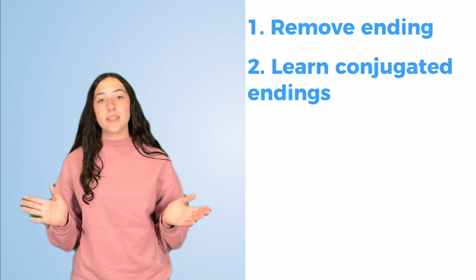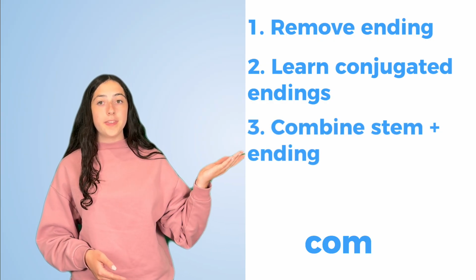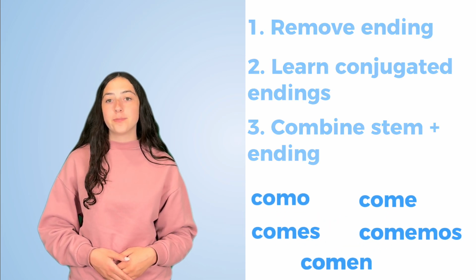Now, let's put these two steps together and conjugate comer. We start with the stem, then we add each ending. Now we've conjugated the entire verb.